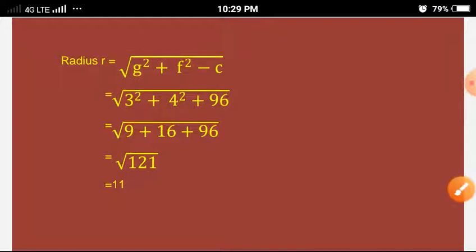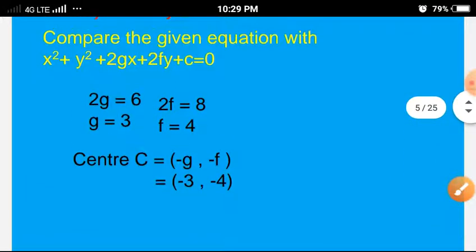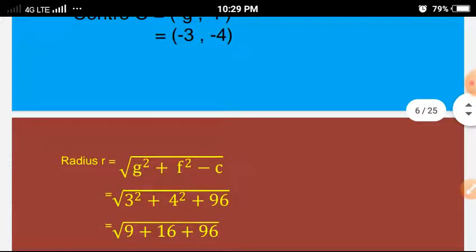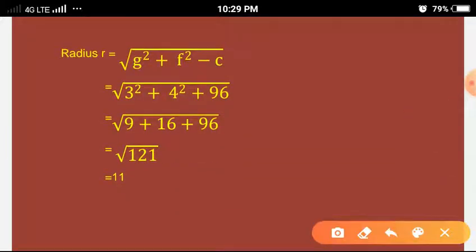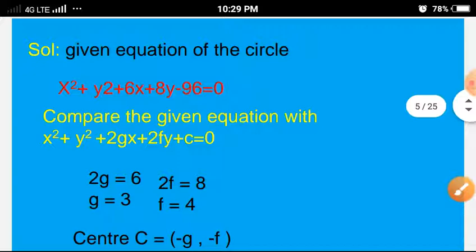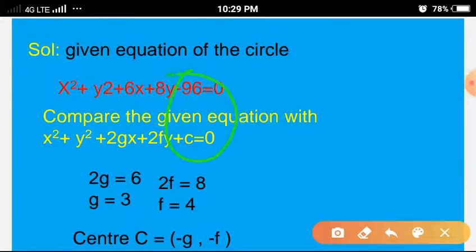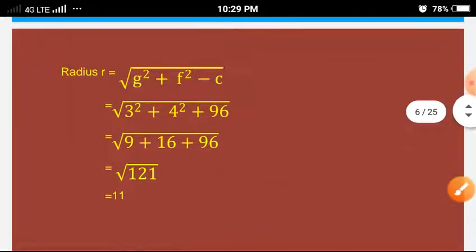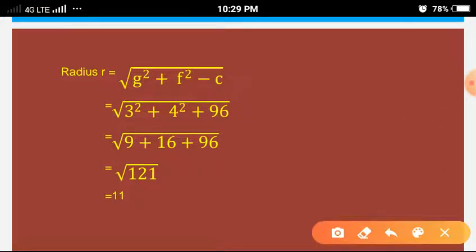Already we found that g is equal to 3, f is equal to 4. Then radius is square root of g square plus f square minus c. G square means 3 square plus 4 square minus of minus 96. Here we have to compare c. Here c is minus 96. Then g square means 3 square, f square is 4 square, minus of minus 96. 3 square means 9, 4 square 16, minus of minus is plus 96.